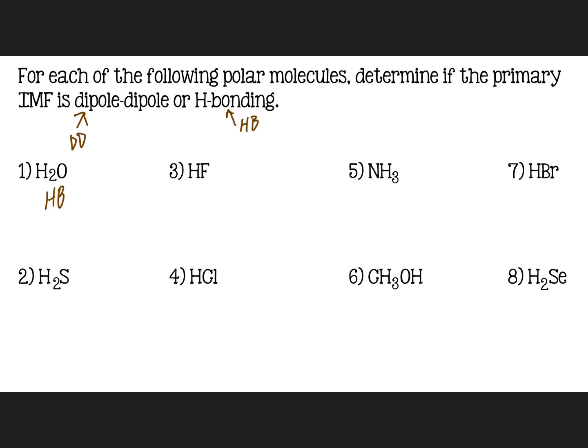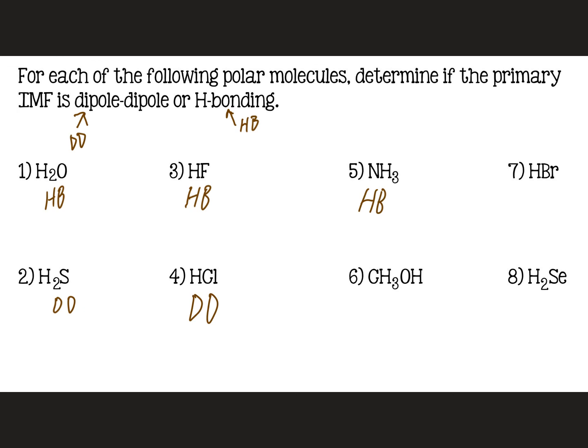For number 2, you have hydrogen and sulfur. Since you do not have nitrogen, oxygen, or fluorine, then it's just going to be a simple dipole-dipole bond. For number 3, you have hydrogen and fluorine, which results in hydrogen bonding. Hydrogen and chlorine is dipole-dipole. Nitrogen and hydrogen is hydrogen bonding.